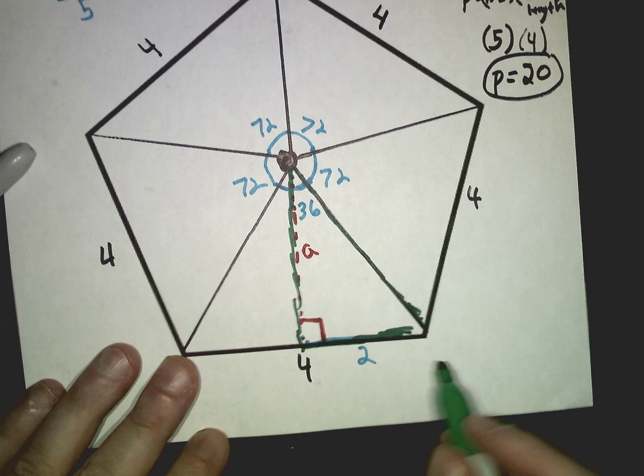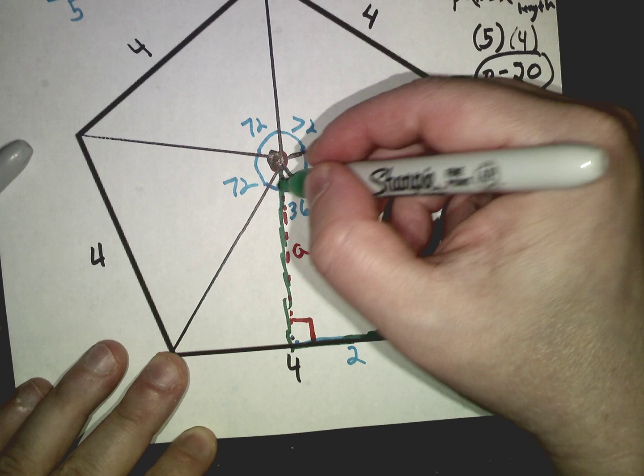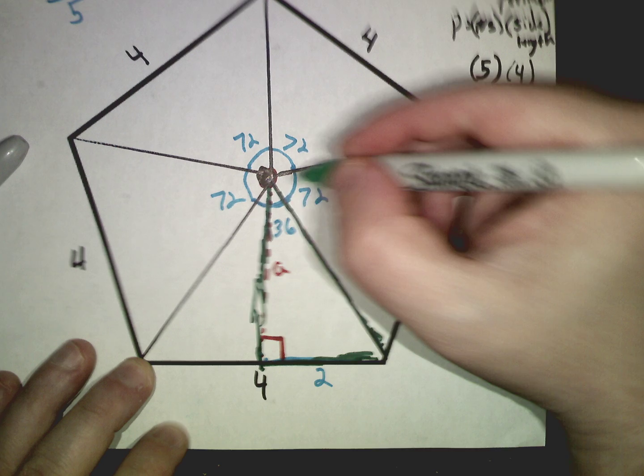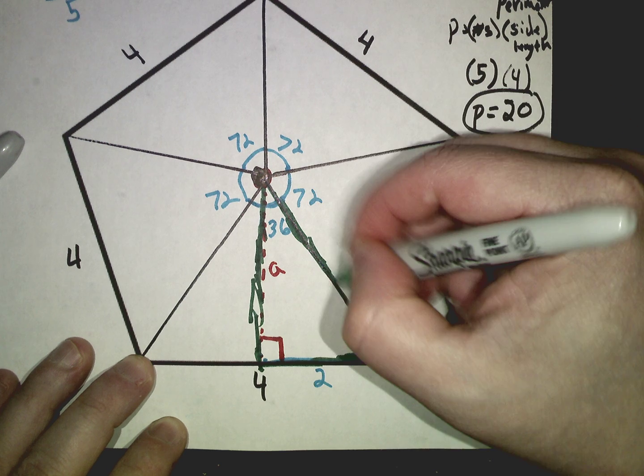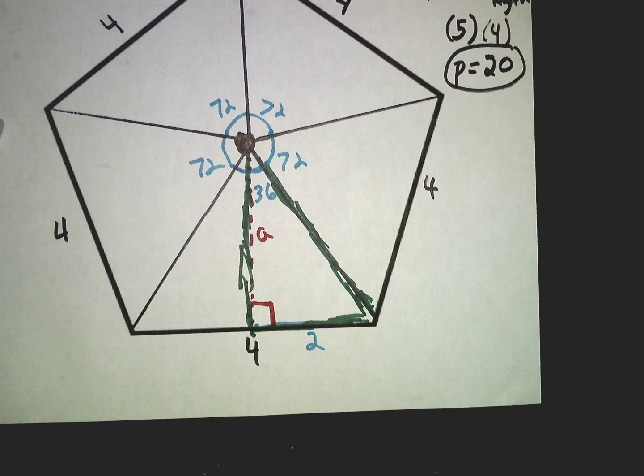Okay, this greenish triangle, I'm trying to highlight it as much as possible. Now imagine this. So we've got a right triangle here. We've got to remember one thing.